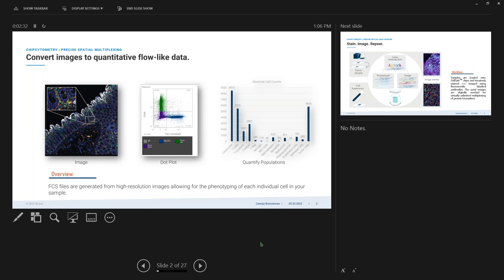Then we can go through the process of hierarchical, bivariate gating to phenotype different cell populations of interest and quantify those different populations. Once we've identified and quantified those different phenotypes of interest, of course, we can go back to the image data and see where those different cell types are spatially distributed within the sample.